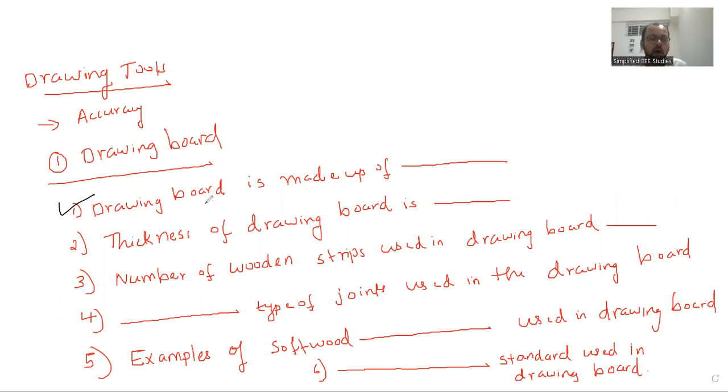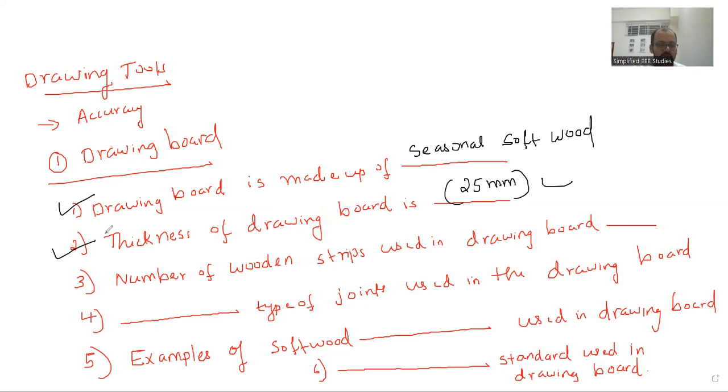The drawing board is made up of what? Usually the drawing board is made up of seasonal softwood. You must have seen seasonal softwood. Next, what is the thickness of a drawing board in general? The thickness of the drawing board is around 25 millimeter. So we consider this the standard.